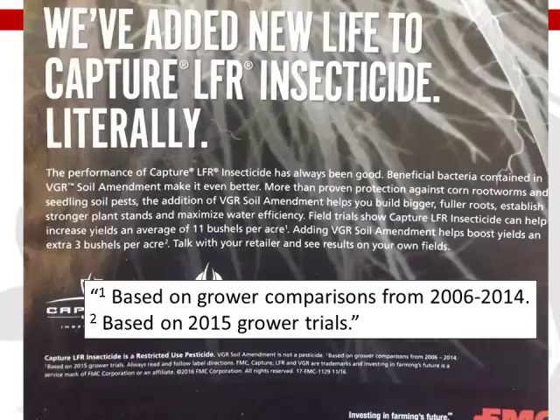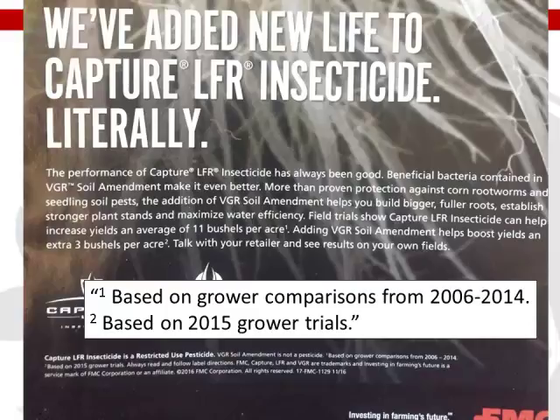So this is one for an insecticide. I think it's a soil amendment. And so let's look. I've got to find on here where to point. So it says that with this insecticide, it will increase your yields by an average of 11 bushels per acre. And that sounds pretty good. So then if you add this additional soil amendment, it's going to gain you an additional 3 on top of that. Sounds pretty good. So there's these two. There's a little tiny 1 and a little tiny 2 that takes you to the footnotes.